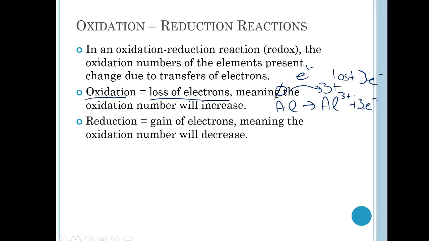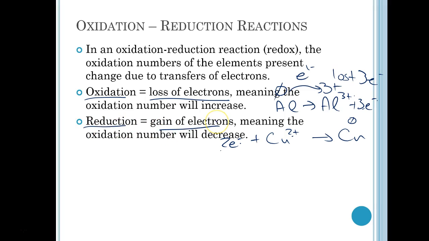Reduction, on the other hand, is gaining electrons. Let me use my example from before. I had Cu2+, changing into Cu, which is an element, has a charge of 0. So it must have gained 2 electrons, because -2 and +2 adds up to 0. So gaining electrons is reduction.